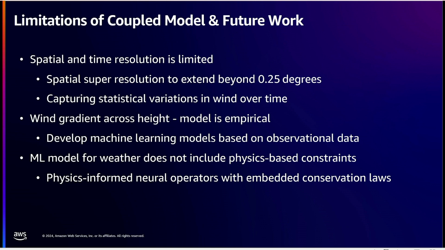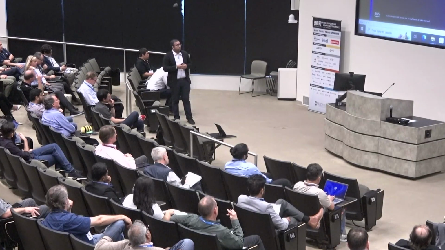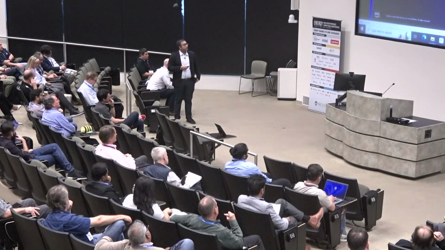We want to go down to the level of kilometers, or if not even more, which requires some type of super resolution mechanism. We also want to capture these statistical variations in wind over time, which is something that definitely happens in nature. And having a machine learning or other type of data-driven model would be significantly useful for this. Also being able to recalibrate it on the fly based on observations, because there are lots of different observation stations placed around which do stream in outputs in real time.